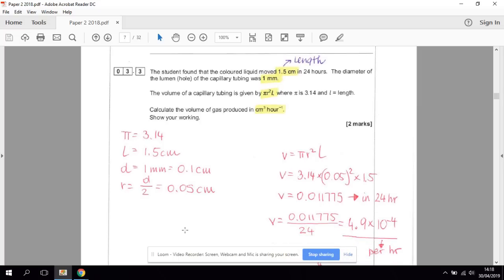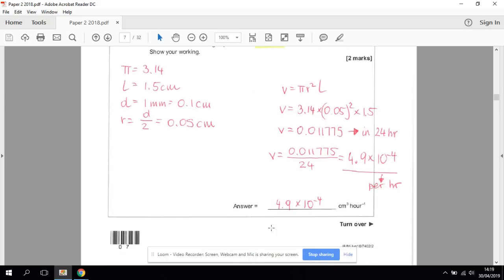Using the formula, we're working out the volume, so that's the volume in 24 hours, because that's what was in the question. So to work out per hour, we need to divide this volume by 24. So the final answer is 4.9 times 10 to the minus 4.